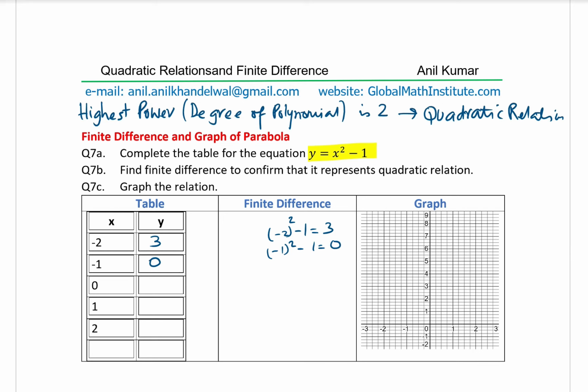If I substitute 0, I get minus 1. If I substitute 1, 1 minus 1 is 0. For 2, 4 minus 1 is 3. And we get these points. These are the coordinate points. So at minus 2, we have a value which is 3. So let me write down minus 2 and 3, which is kind of here. At minus 1, the value is 0.